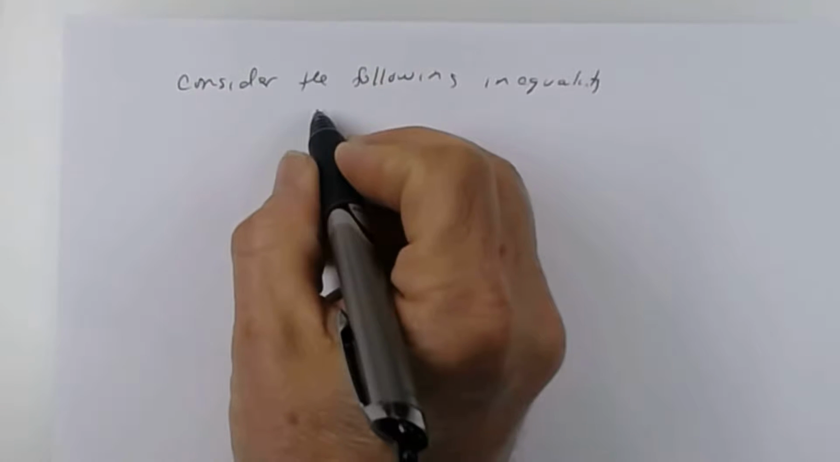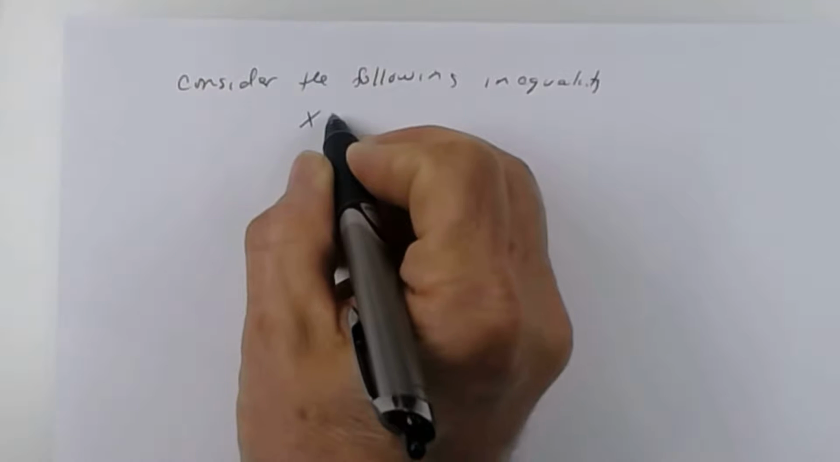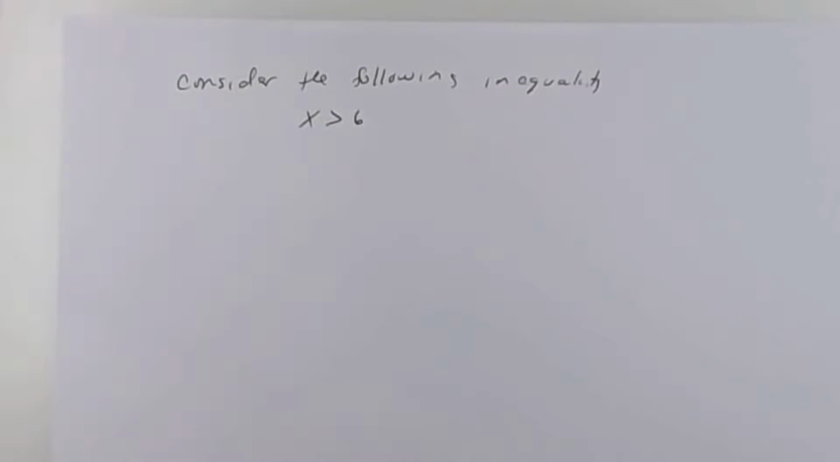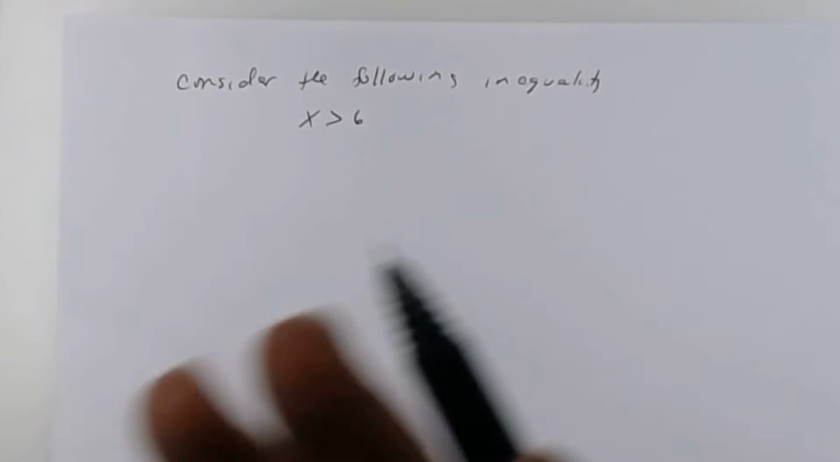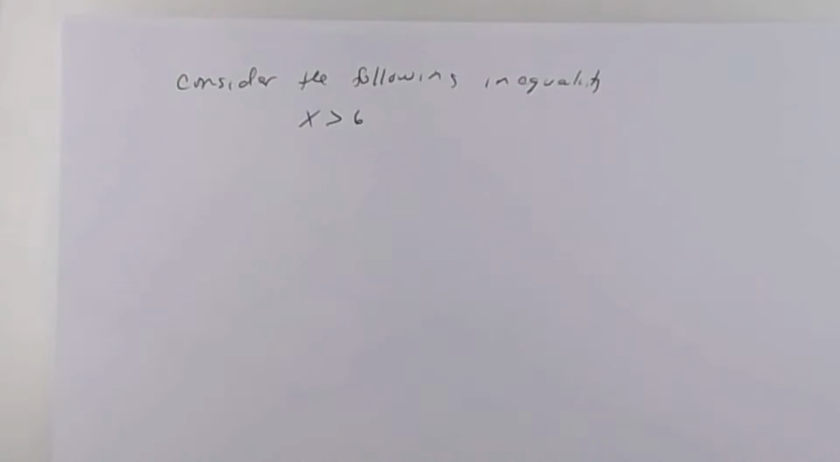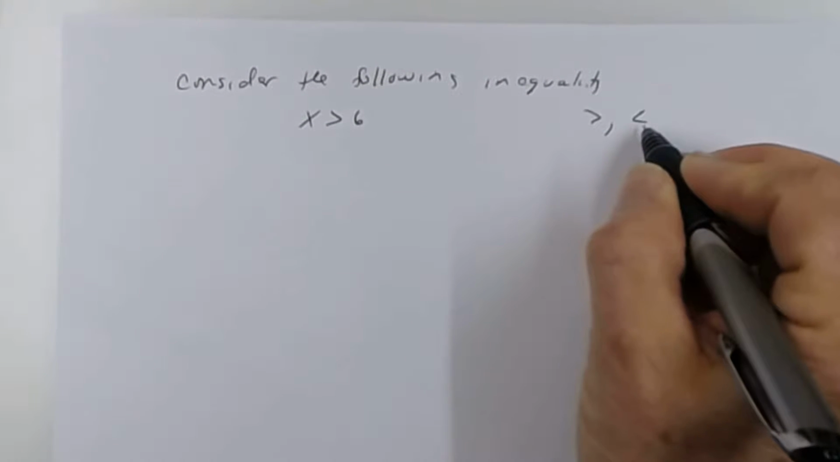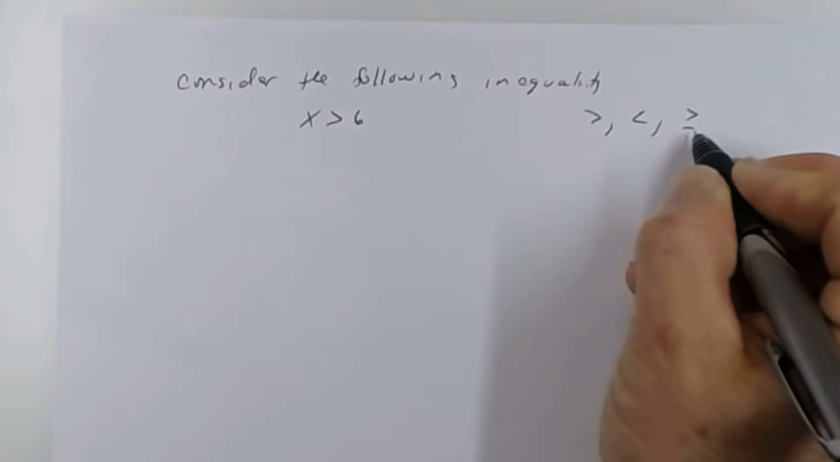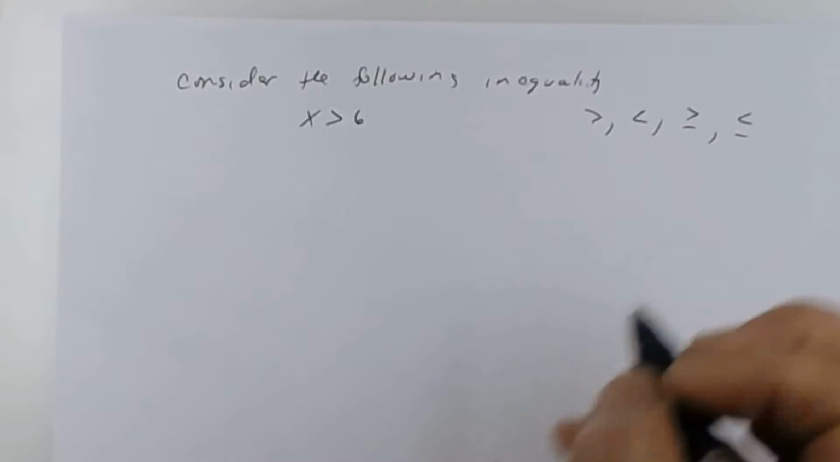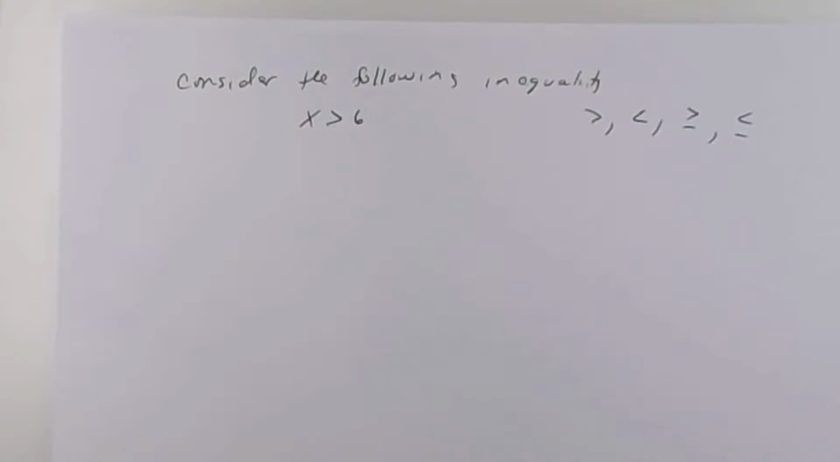So let's suppose you had that x is greater than 6, let's say. All right? And in the problems we're going to look at, you're going to be asked to solve these inequalities. So you're going to find the solutions. Now, everything we've done so far were equations, right? Now, these are inequalities. So remember, your inequality symbols are greater than, less than, greater than or equal to, and less than or equal to.